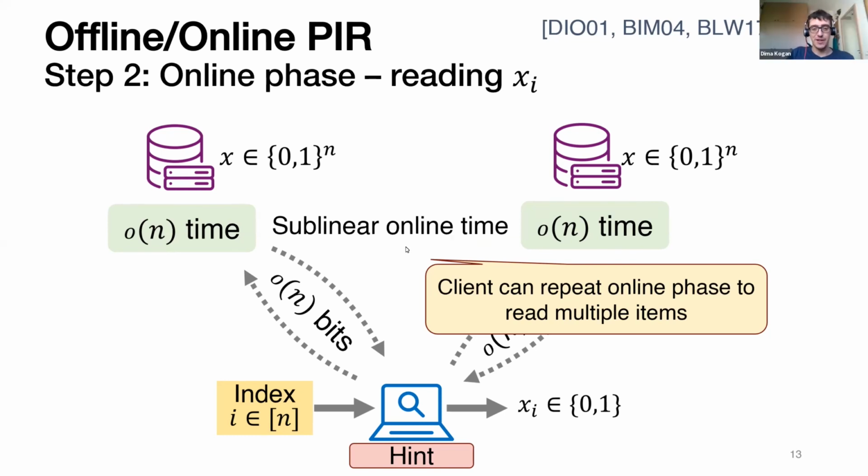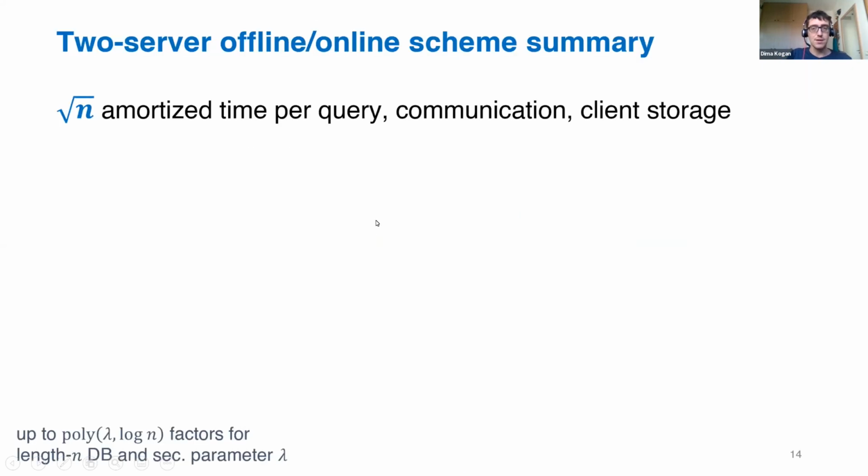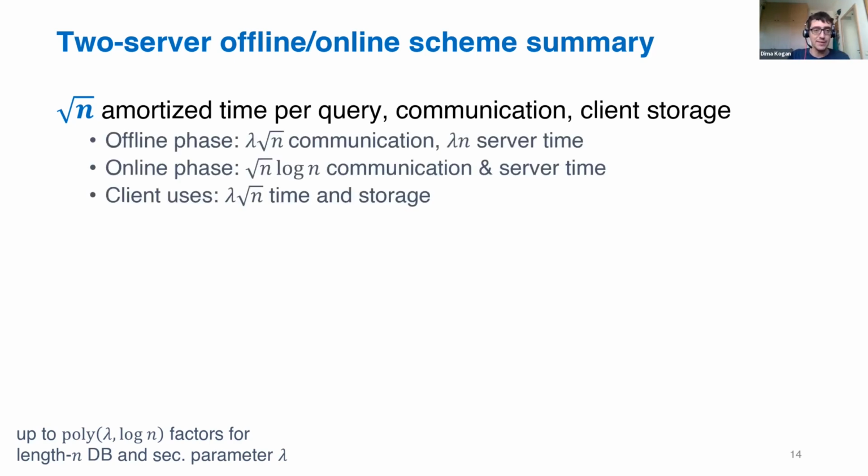Okay, thank you so much for the questions. They're great questions. So let's see a summary of the more qualitative parameters of our scheme, and I'll give the technical details in a bit. Our scheme achieves square root n amortized time per query, square root n communication per query, and square root n extra bits of storage on the client.